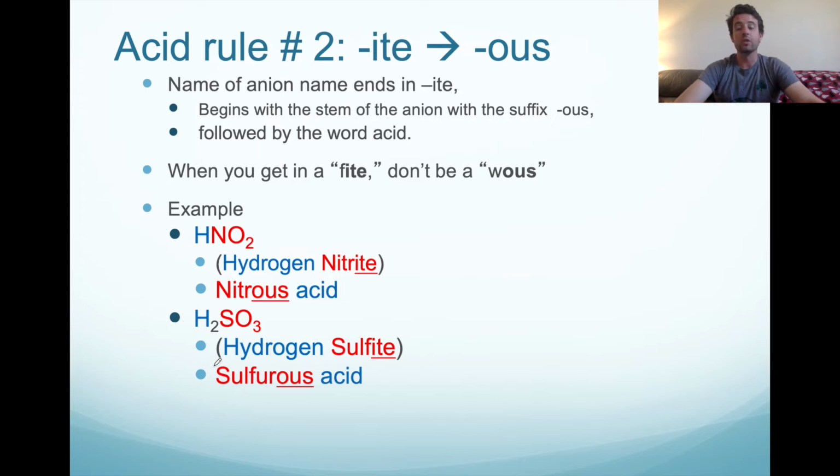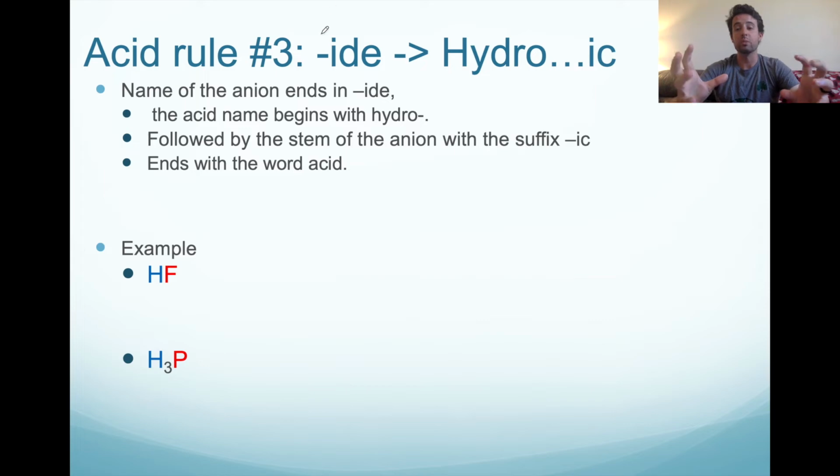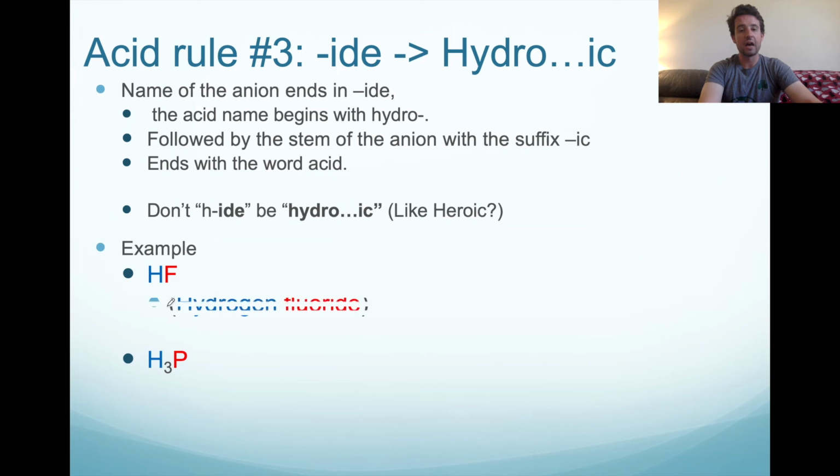Okay, now these acids will be the smallest in terms of formulas, but they will end up having the largest names. Now we're talking about ide goes to hydro, ic, and then acid at the end. So if you have an anion ending in ide, you need to add hydro to the front, and then add ic to the end, and then put acid at the very end. So H and F, H stands for hydrogen, F stands for fluoride.